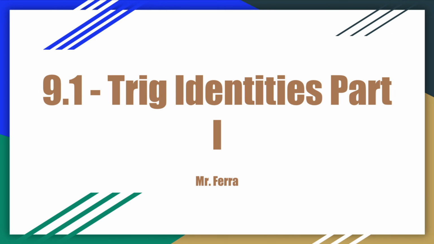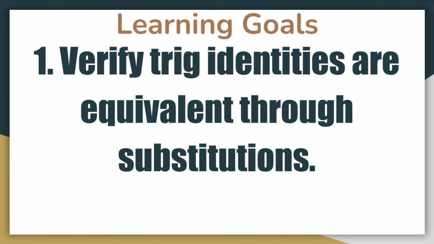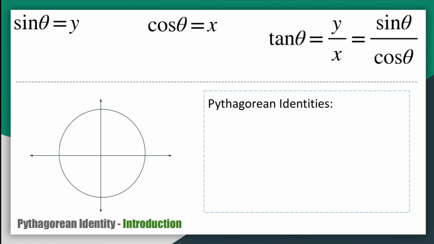We have a new lesson, 9.1, Trig Identities, Part 1. So this is going to be a two-part lesson with the second lesson driving the understanding a little bit more. Now your learning goal is to verify trig identities are equivalent through substitutions. So we are going to constantly be looking at these trig equations, proving that they're true through substituting different values for certain trig identities, okay? Now, if that sounded really convoluted, good, because this lesson is going to be pretty tough, okay?